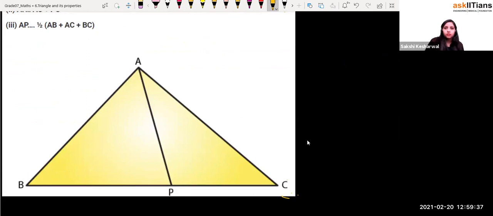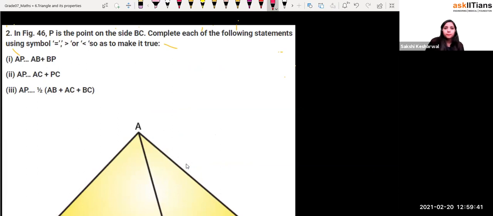Let me take a dark color so that it's visible. Okay, P is a point on BC, and complete the following statement by using the symbol, so that it makes it true, right? The first part says AP, I'll write it over here first. It says AP, dash, AB plus BP, right?